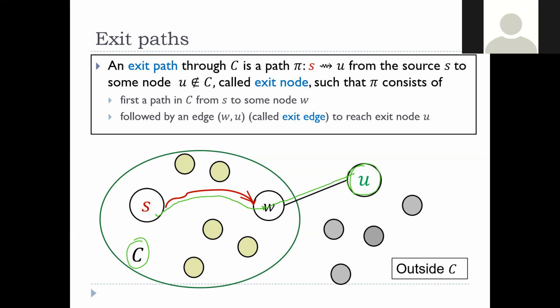Set C are those nodes that you already found the correct shortest path for. So U is basically the node where you leave set C for the first time. And this edge WU is called the exit edge because you are exiting the set C. That's what it means.